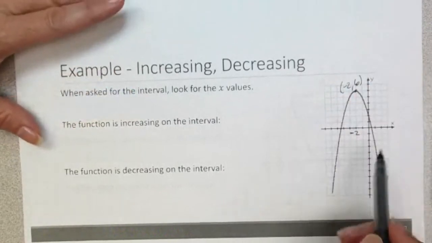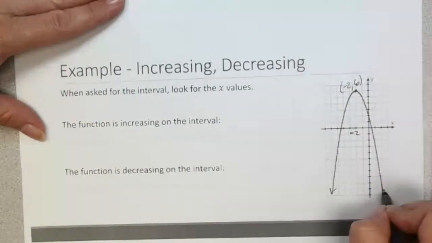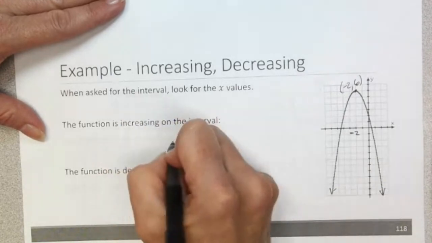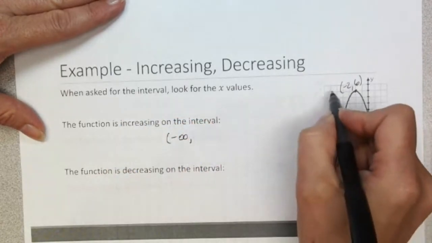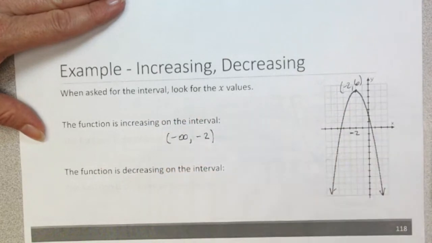So I would say that the interval of increase here, or that this function is, and these are implied arrows down here, is increasing on the interval from -infinity all the way up until x equals -2.